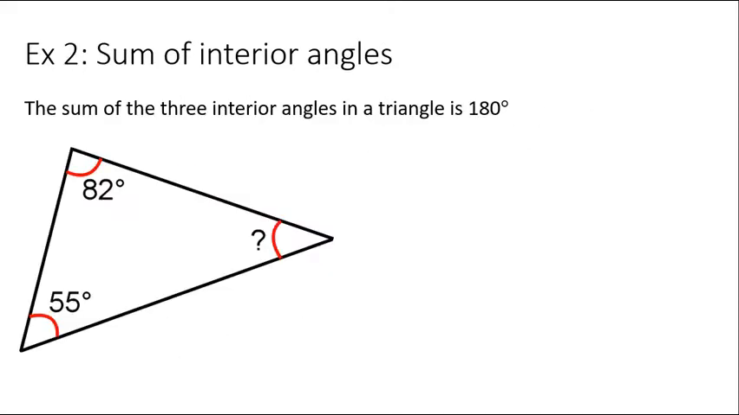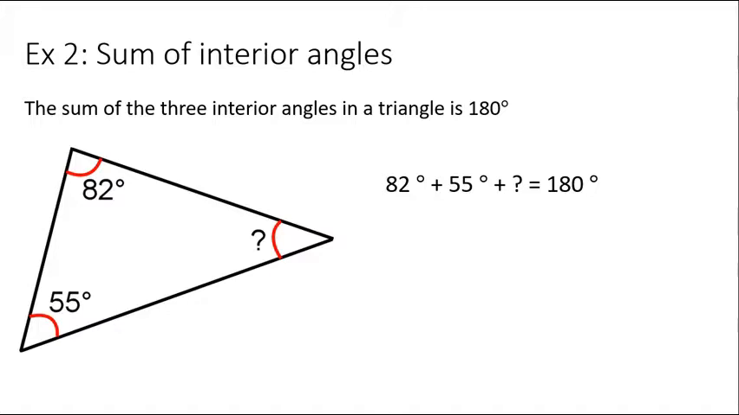Okay, in example 2, sum of the interior angles. We know for a triangle, the sum of the 3 interior angles is 180 degrees. In this example, they give you 2 angles and you want to find the third. If we add up all 3 angles, 82, 55, and the one we're missing, it should all add up to 180 degrees.